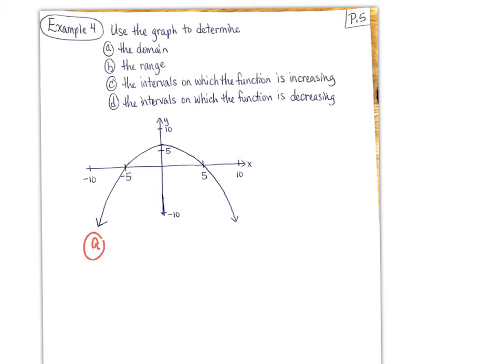What is our domain for this given graph? In the back. Parentheses, negative infinity, comma, infinity, parentheses. Very good. How do you know it's negative infinity to infinity? Well, because of the arrows, they're kind of going both left and right. Very good, because of these arrows, keep going. Very good. B, what's the range?